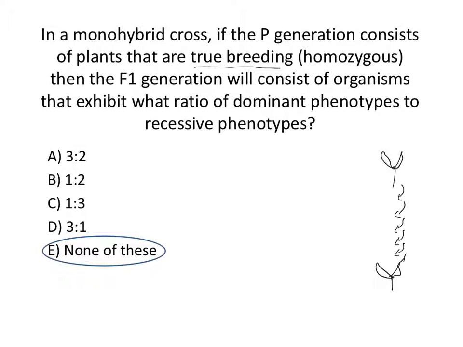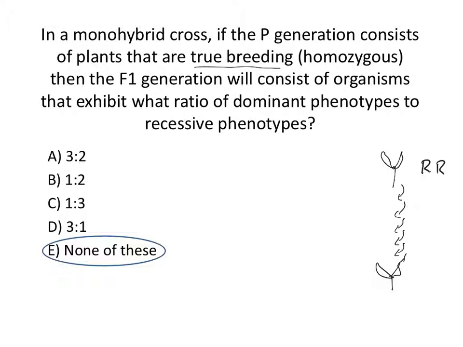So if we go back to our round alleles, here we would have a homozygous situation. And it's only those alleles that are going through. And so essentially what we're saying is that, okay, here we have a single hybrid cross. If the P generation consists of plants that are true breeding, homozygous, then the F generation will consist of organisms that exhibit what ratio of dominant phenotypes to recessive phenotypes.